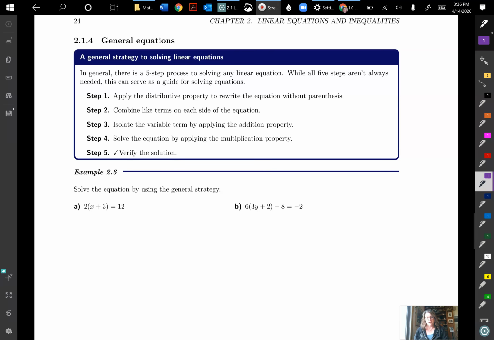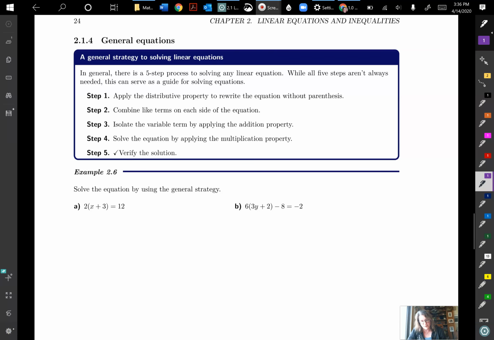So after we combine like terms on each side and simplify, we want to isolate our variable term and then set it equal to a number. And then we're going to use the multiplication or division property there to solve and get the x, or whatever the variable is, all by itself, isolate that, and then we're going to verify the solution. You don't have to do that every time, but if I do ask you specifically on a quiz or a test, you will want to show that for credit.